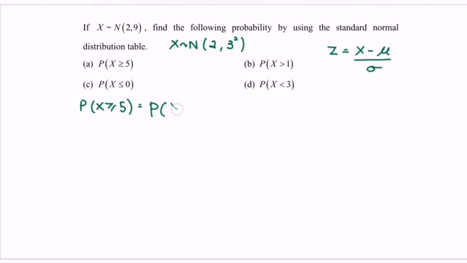Now, the probability that (x minus 2) over 3 is greater than or equal to (5 minus 2) over 3. Simplify the situation. The probability that z, meaning that we already standardized the situation, is greater than or equal to (5 minus 2), which is 3, over 3, where we will have 1. That is the situation after we standardize. Next is to sketch the graph.